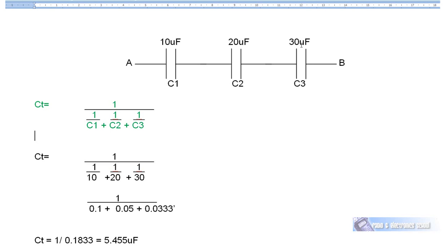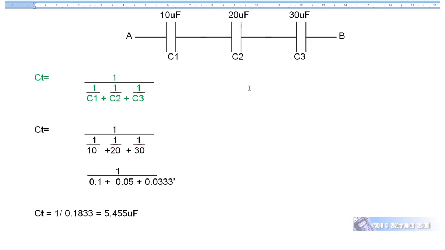We don't need to use microfarads because they're all microfarads. When we're adding apples to apples, we can just drop the units from the end of it. Because they're all microfarad, we can just use 10, 20 and 30, and that's what I've done here. I've just inserted them into the equation. Then I've done it the hard way. I've gone and found out how much 10 divided into 1 is, which is the reciprocal of 10.